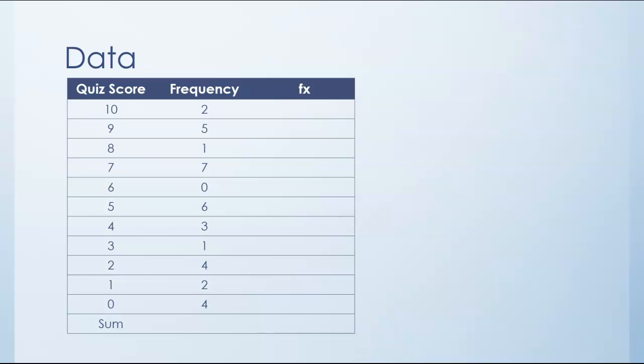So remember, to find the average from a distribution, we have to take the score, or the X value, that's the quiz score, and multiply it times the frequency. And then we're going to add all of those values up, as well as adding up the frequency. So starting off with just doing our multiplication, we get 20, 45, 8, 49, 0, 30, 12, 3, 8, 2, and 0. If we add all of those numbers up, that's going to give us 177.